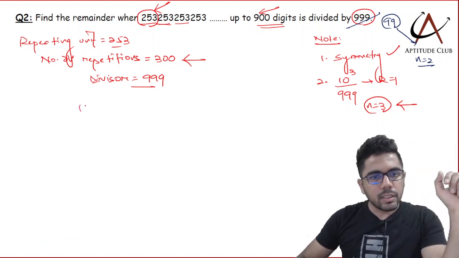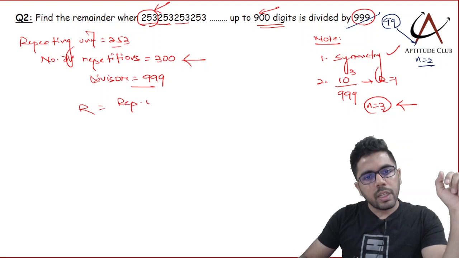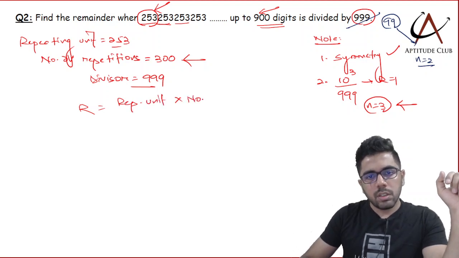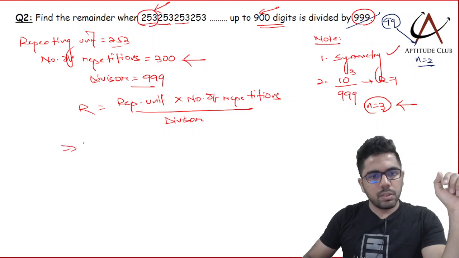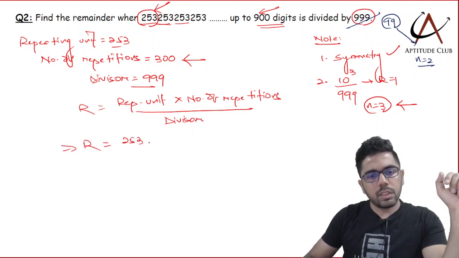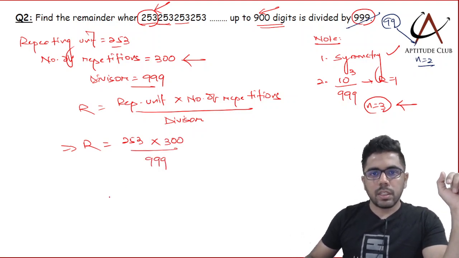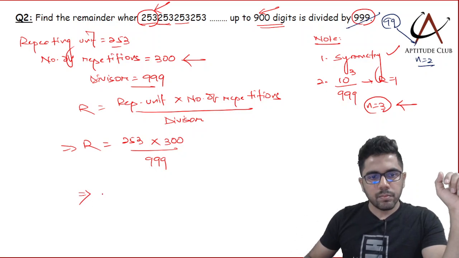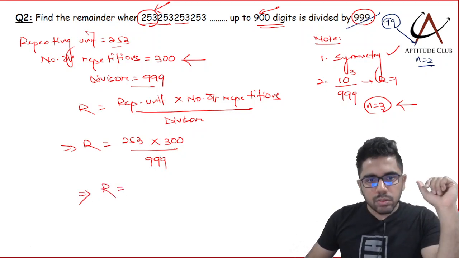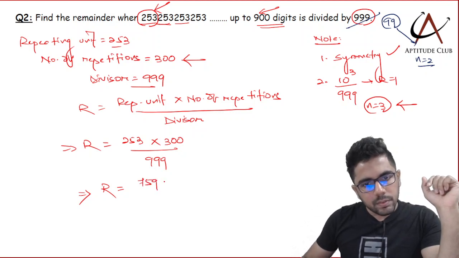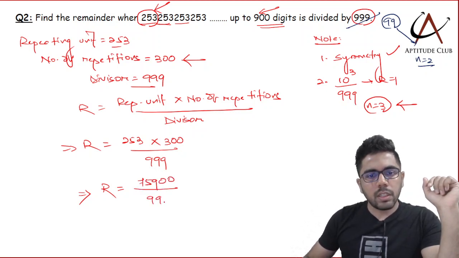So directly I can write the remainder is repeating unit into the number of repetitions divided by the divisor. So simple process, you will directly get the remainder. 253 into the number of repetitions, which is 300, divided by 999. So 253 into 3, it is 759, then 00, divided by 999.